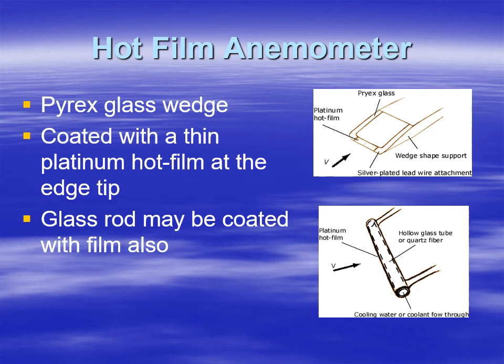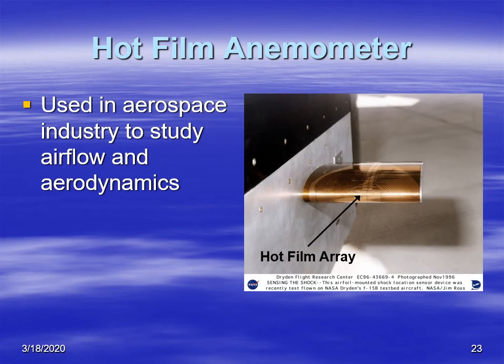Instead of using a wedge, you may see a glass rod on the leading edge of some non-conducting material that also serves the same function. Here's a picture from NASA showing a hot film on an airfoil, and they use hot film anemometers, of course, to measure fluid flows in wind tunnels. Very common to see these in the aerospace industry.